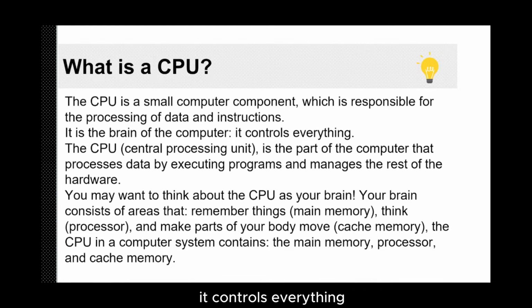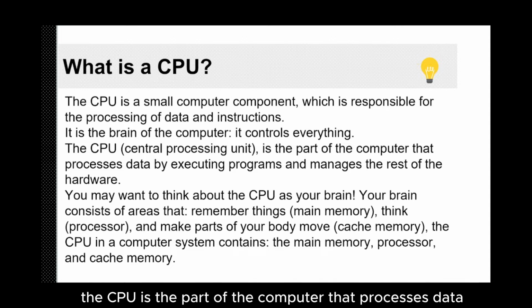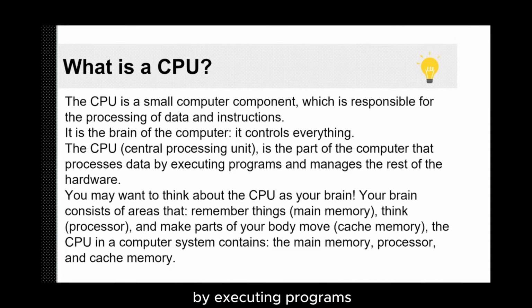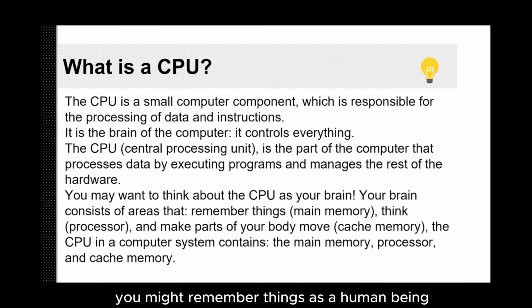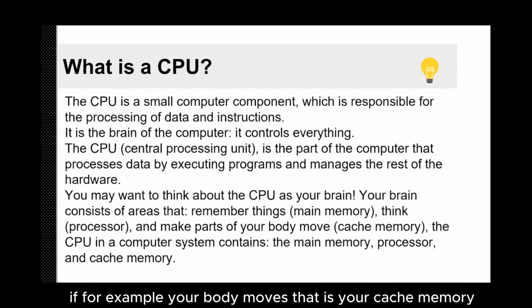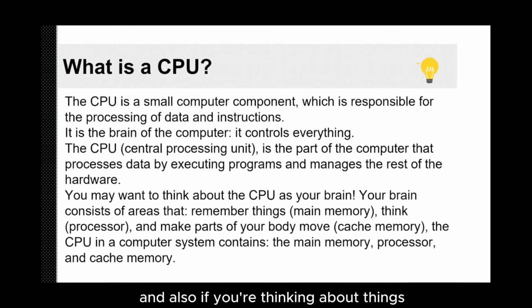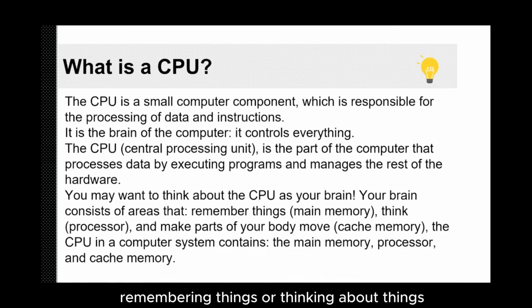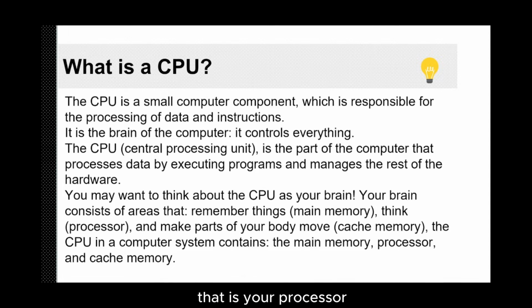It controls everything. The CPU is the part of the computer that processes data by executing programs and manages the rest of the hardware. You can think of a CPU as a brain. So, for example, you might remember things as a human being, that's your main memory. If, for example, your body moves, that is your cache memory. And also, if you're thinking about things, remembering things, or thinking about things, that is your processor.